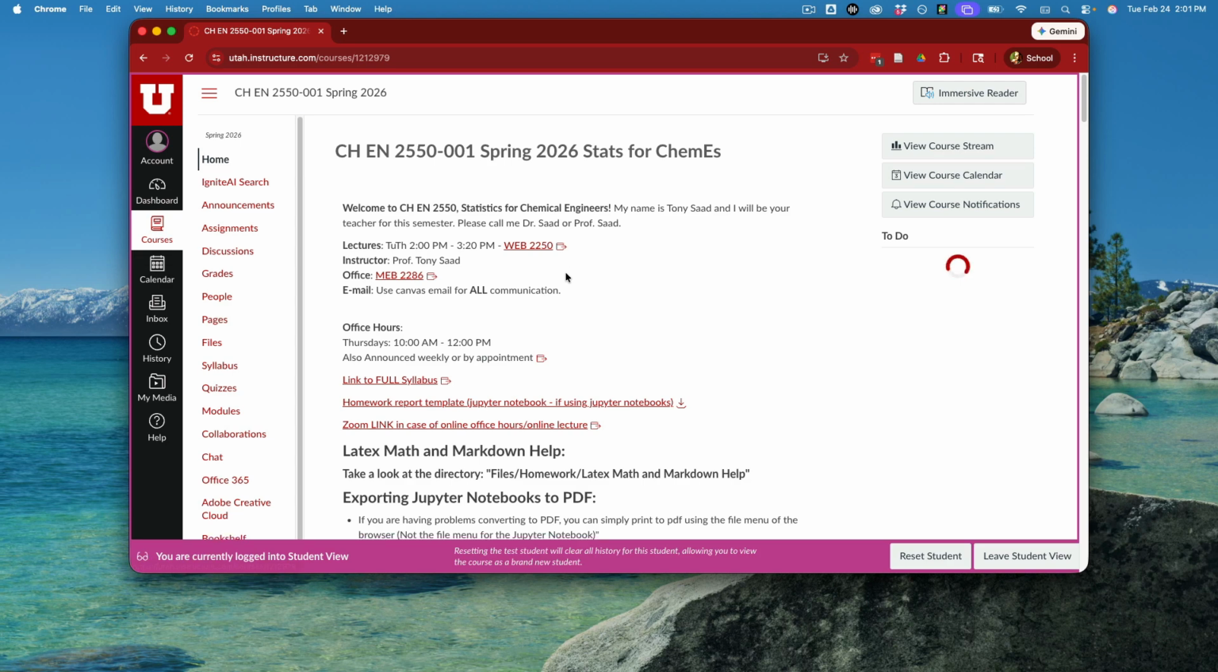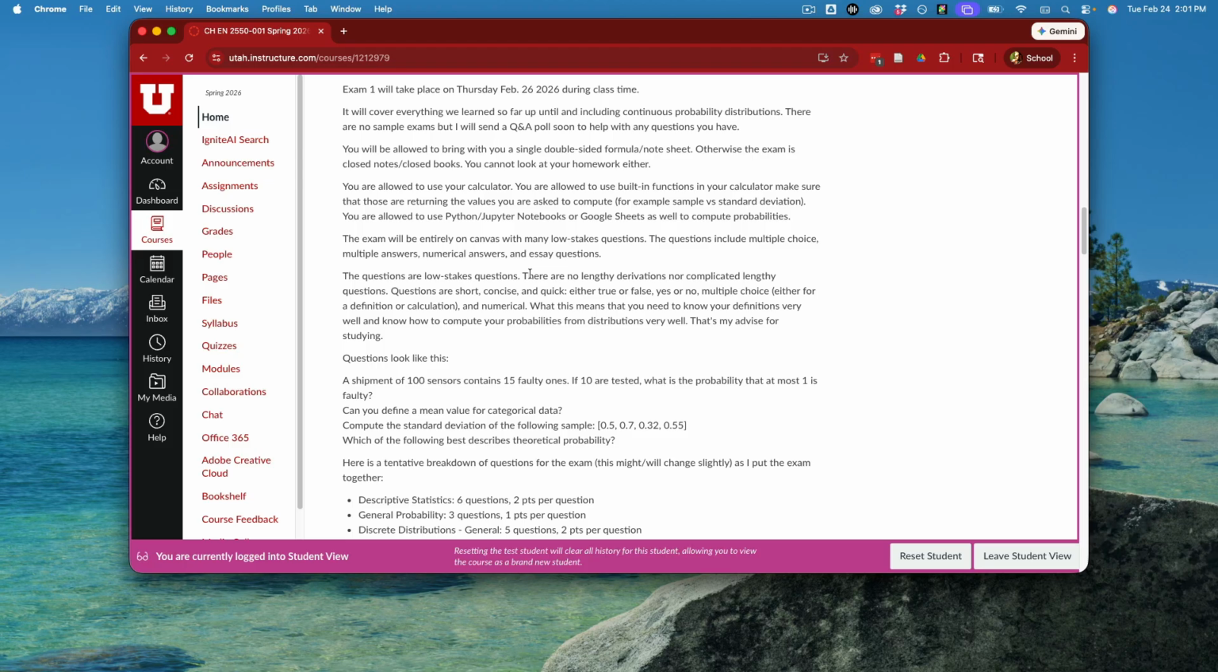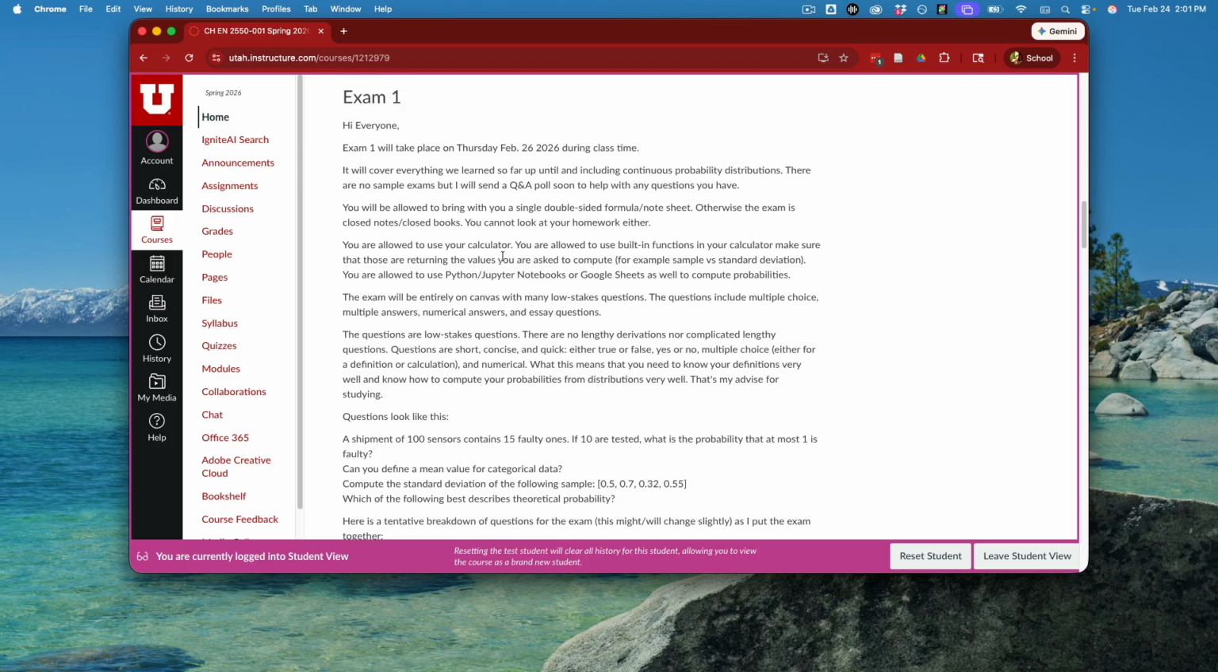Okay, let me go back to the home page. So yesterday I also sent an announcement clarifying a few more things on the exam. You're allowed to use your calculator. You're allowed to use built-in functions, your calculator, Python, Jupyter, Excel sheets. And if you're choosing to go with Google Sheets or Excel sheets, and you have a pre-made Excel or Google Sheet calculator, you are allowed to use that. That's like programming some built-in functions in your calculator. Even if you have your own Jupyter script that you've created, that's okay.